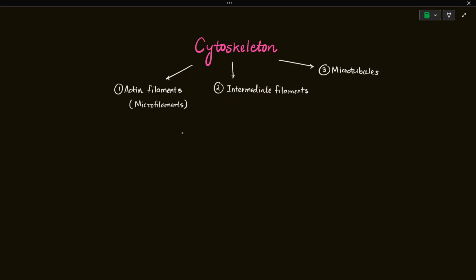So this is a dynamic framework. I'm calling it dynamic because it constantly assembles and disassembles, responding to cell needs. So these three types of cytoskeletal filaments are important. They have some subunits, meaning they are made up of a protein monomer. For example, the actin filaments are made up of the globular monomer known as G-actin. So this protein polymerizes to form actin filament.